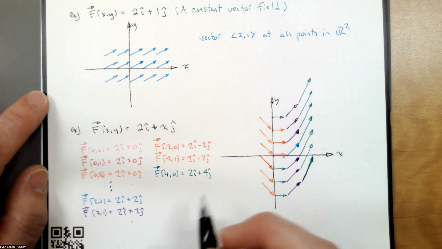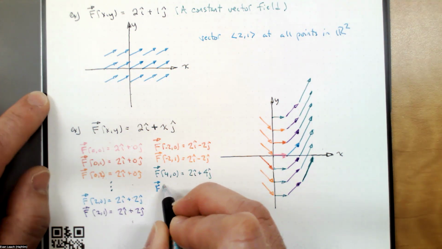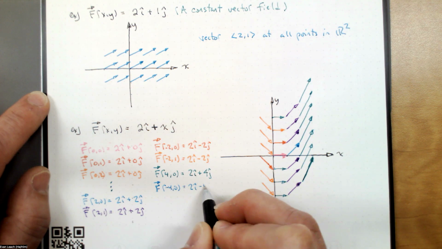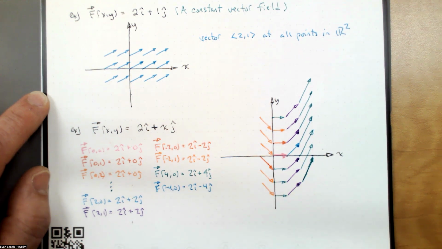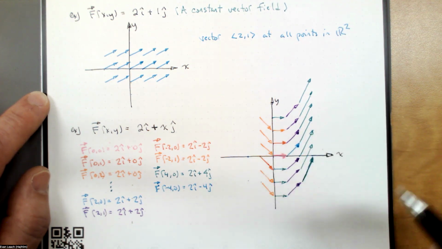If I look on the other side, if I look at, say, f of (-4, 0), you see these are going to get steeper just going in the other direction. So (-4, 0), 2i minus 4j.